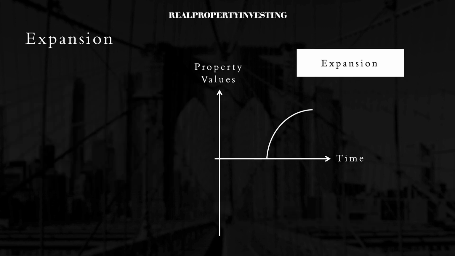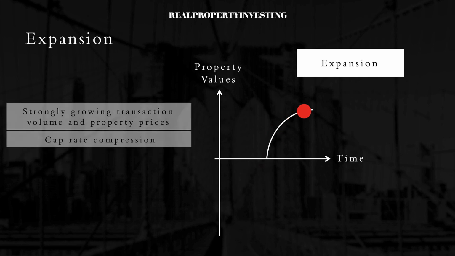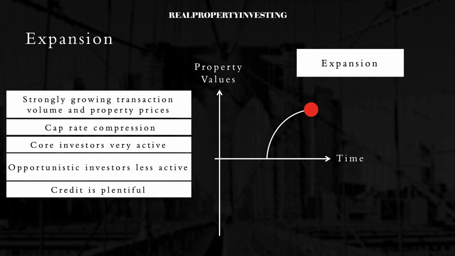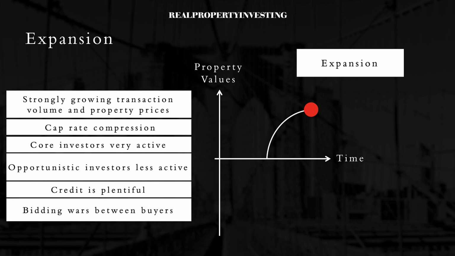The expansion phase is the quintessential bull market. Investment volume is strong, property prices are rising, and cap rates are compressing. Core investors are particularly active in this stage, and opportunistic investors are less so. Credit is also plentiful. This is the stage where buyers are exceeding sellers in terms of expectations, engaging in bidding wars, and driving up property prices.